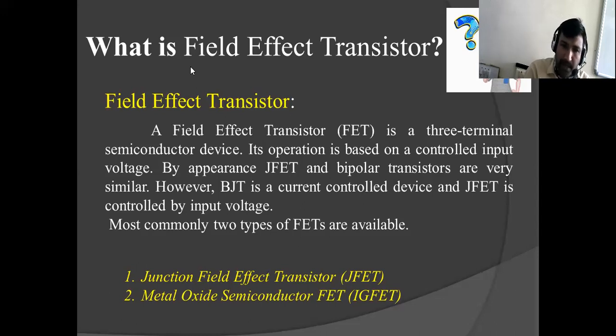In a field effect transistor, this is also a 3-terminal device. If you compare BJT and FET, BJT is also 3-terminal, FET is also 3-terminal. The names of the terminals in a BJT are base, collector and emitter. In FET, also 3 terminals: gate, drain and source. Remember, this is also a semiconductor device.